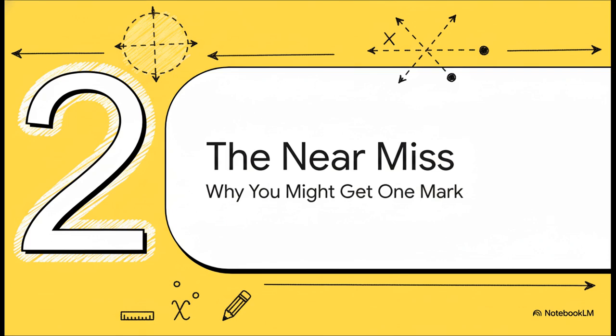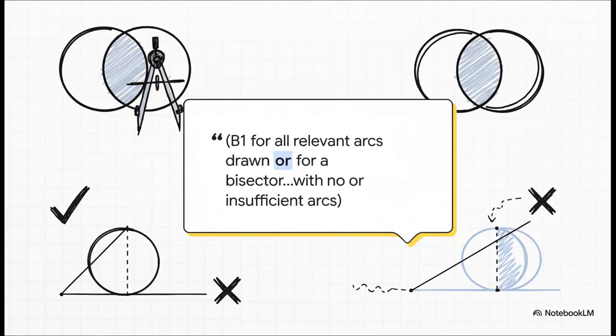It is so common for students to get just 1 mark here, a B1. So what is the tiny difference that separates 1 mark from 2? Well, the mark scheme tells us exactly how. It says you can get 1 mark for a couple of reasons. Either you draw all the right arcs, but you forget to actually draw the final line. Or, and this is the one that catches almost everyone, you draw a perfect line, but you've rubbed out your arcs or just didn't draw them clearly enough.